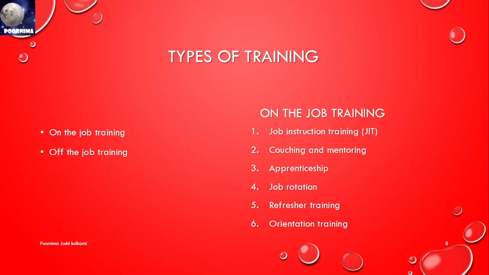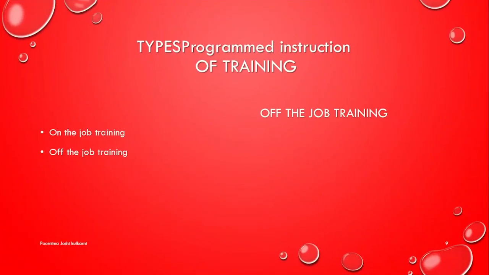Next, the second one is off the job training. Let's discuss off the job training. First point is vestibule training. In this method of off the job training, usually you go to colleges. That is off the job training, not working at the job. Okay. First type of off the job training is vestibule training.